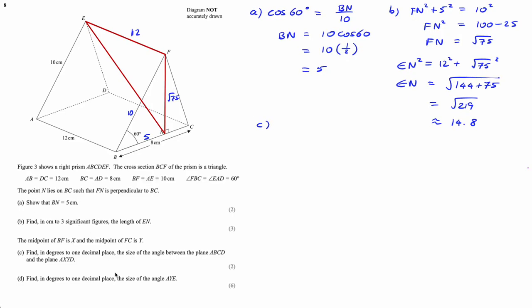Okay, part C. Find in degrees to one decimal place the size of the angle between the planes ABCD and the plane AXYD, where X is the midpoint of BF. Okay, let's just write this down here, guys. The midpoint of BF is X, so X is like somewhere here. And Y is the midpoint of FC, let's say here. And then he wants the size of the angle between the planes ABCD, that's the bottom, and the plane AXYD.